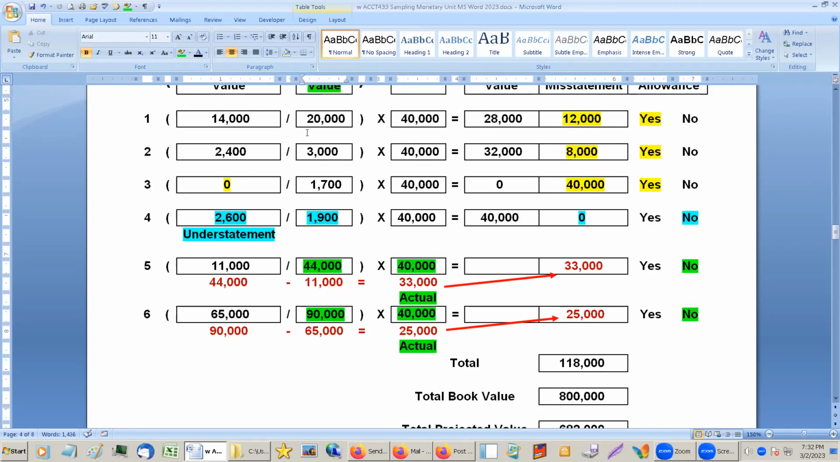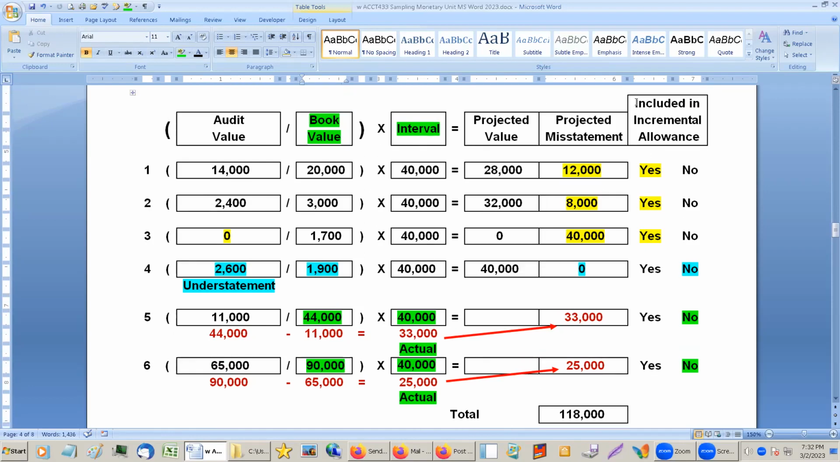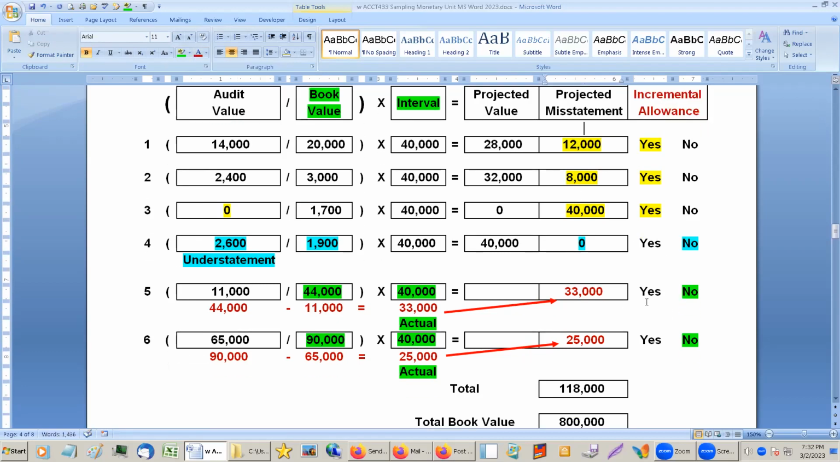So these up here, where the book value is less than the interval, they go into incremental allowance. Things could get worse. Things could be worse than what we're looking at. Down here, things could not get any worse. These cover the entire interval. There's nothing else in those intervals that could go wrong.